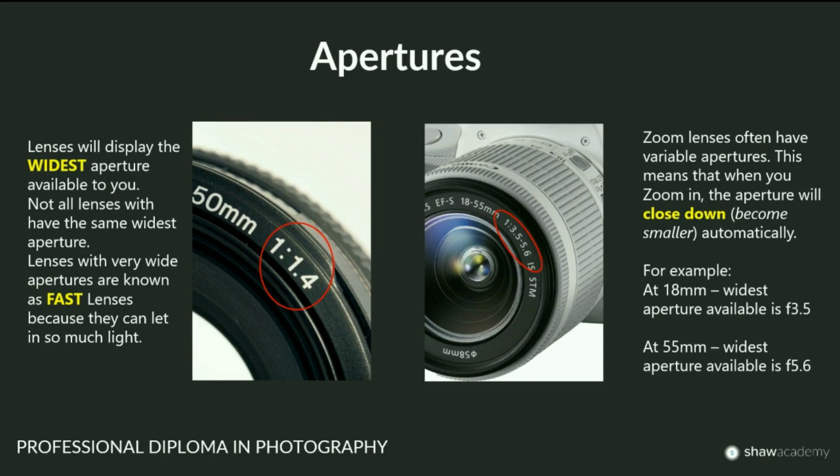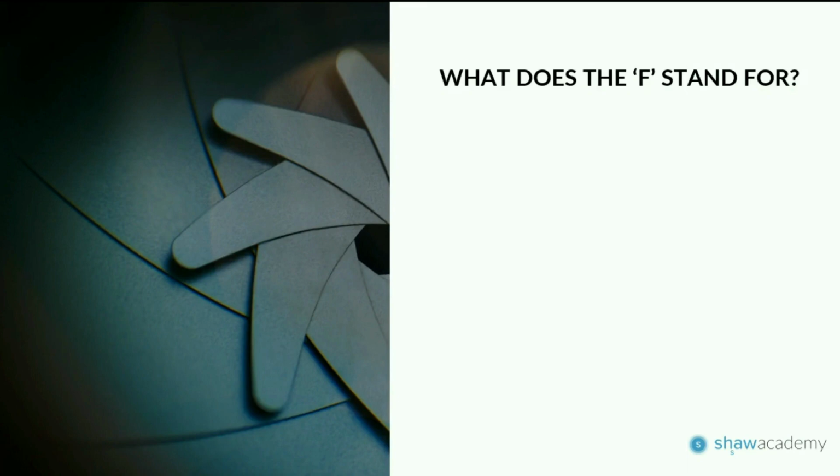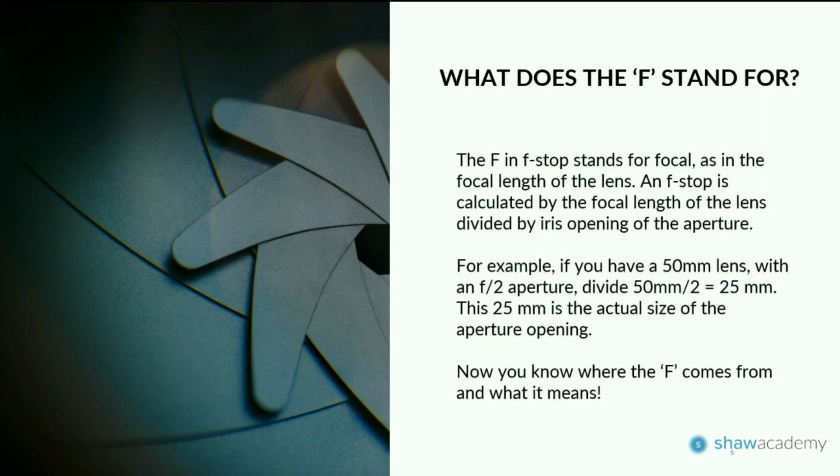Now, I get asked a lot of questions on this course, but perhaps one of the most frequent questions I get asked is, what does the F stand for when we talk about f-stops and f-numbers? Basically, in short, the F in f-stop stands for focal, as in the focal length of the lens. So it's a focal stop, but really it's more to do with a mathematical equation. An f-stop is calculated by the focal length of the lens divided by the iris opening of the aperture.